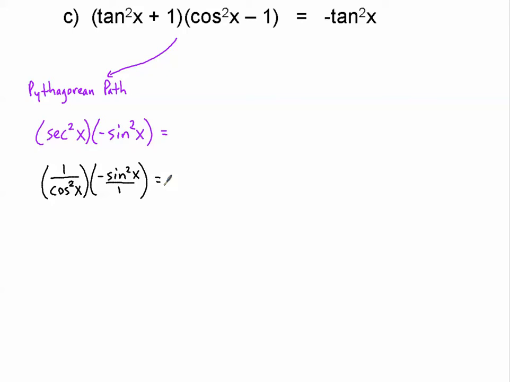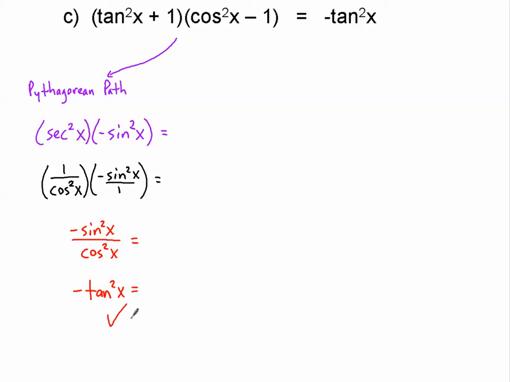Now I'm going to multiply these 2 fractions together. The numerators become 1 times negative sine squared. The denominators become cosine squared times 1. There's my negative sign, and sine squared divided by cosine squared is tangent squared. Verified. So there's our Pythagorean path.